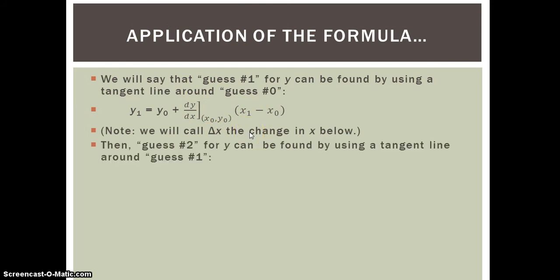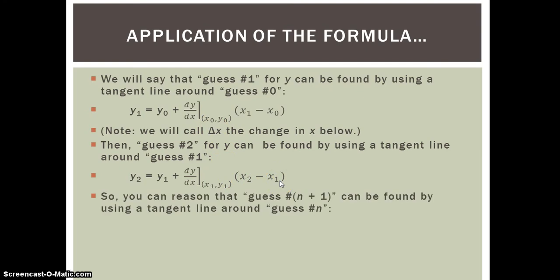Guess 2 for y can be found by using a tangent line around guess 1. So in this case, you notice the changes here. y sub 2 is equal to y sub 1 plus the slope at the point (x sub 1, y sub 1) times our change in x, which normally stays fixed. So you can reason that guess n plus 1 can be found by using a tangent line around guess n. As you can see here, y sub n plus 1, our new guess, is equal to y sub n plus the derivative at (x sub n, y sub n), times whatever our delta x is, our change in x.